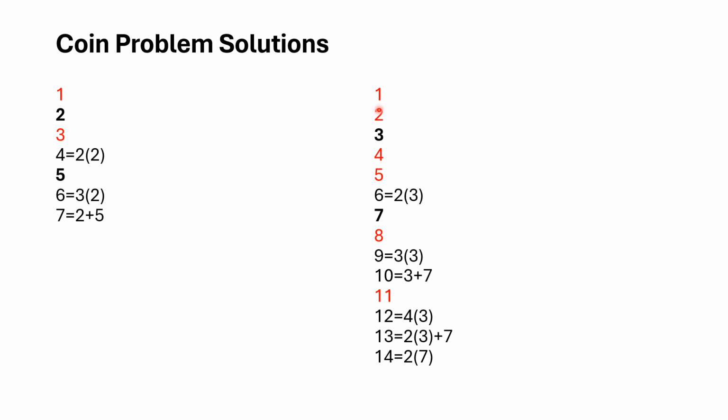Then 8, there's nothing here. There's no combination of 3 and 7. You can make 8. 9 you could use 3 3s. 10 you could use a 3 and a 7. And then 11 you're stuck again. There's nothing, no combination of 3 or 7 to make 11. But then the next 3 work. You could do 4 3s for 12, 2 3s and a 7 for 13, and then 2 7s for 14. And then after that you could just add a 3 to get 15, a 3 to this one to get 16, a 3 to this one to get 17, and you can just keep going.